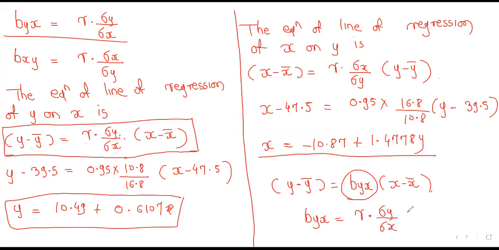Or the equation of line of regression of x on y is x minus x bar is equal to r into sigma x upon sigma y into y minus y bar, or we can write this as x minus x bar is equal to bxy into y minus y bar. Again this bxy is nothing but r into sigma x upon sigma y.